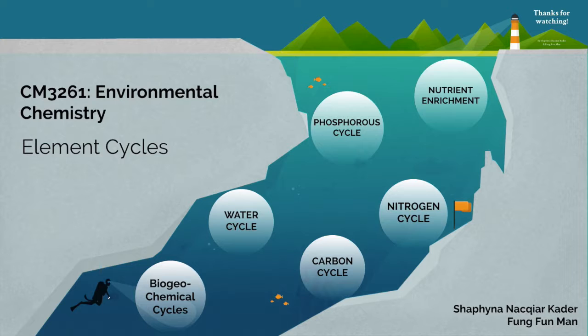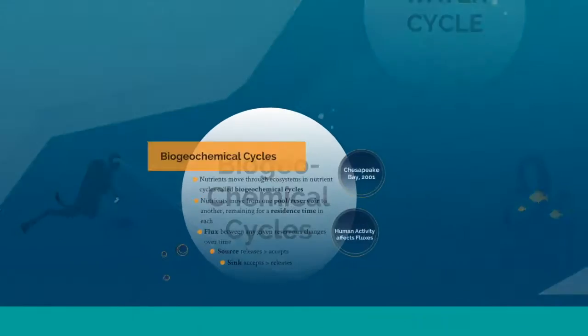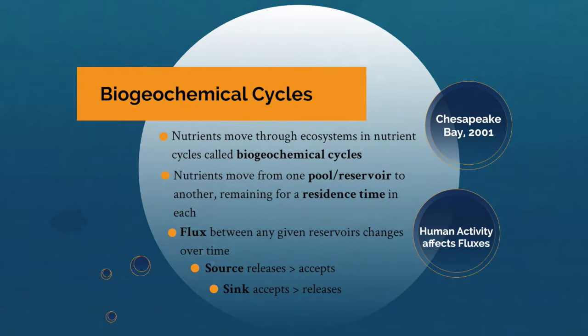This lecture is divided up into 6 parts: the biogeochemical cycles, the water cycle, the carbon cycle, the nitrogen cycle, the phosphorus cycle, and nutrient enrichment. Let's dive into the first part of the biogeochemical cycles.